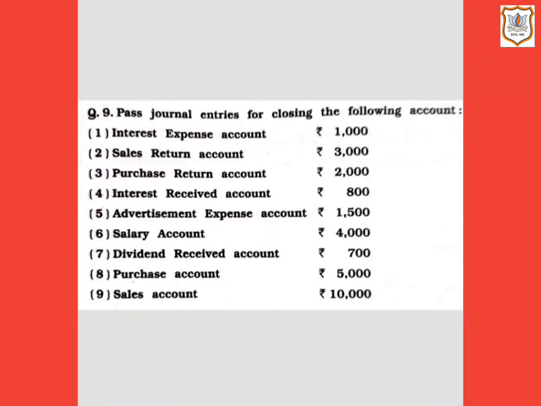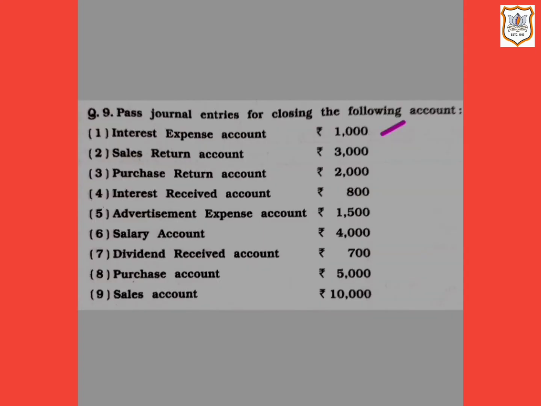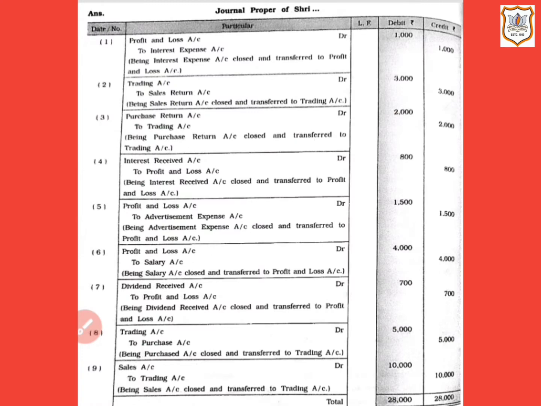So let's start. Let's pass the journal entries for closing the following accounts. Here, first one is interest expense account. As we all know, interest expense, that means it is expense, and expense has debit balance. But as it is being closed, so here interest expense account will be credited.